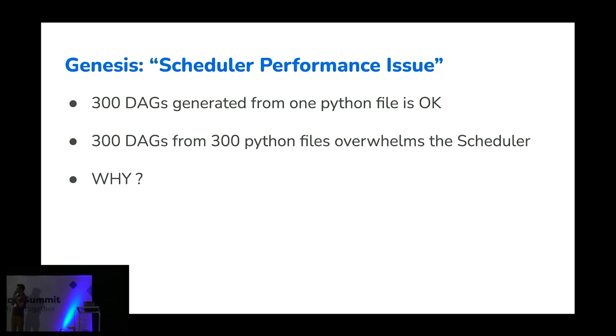So the story I'm going to tell starts with an issue ticket that was assigned to me, and the ticket was titled "Scheduler Performance Issue." Someone was asking about their 300 DAGs. If they create them in one file, the performance is okay. If they create those 300 DAGs from 300 files, one file per DAG, then the scheduler is overwhelmed and CPU is super high, they cannot do anything with it. And they're asking, why is it the case?